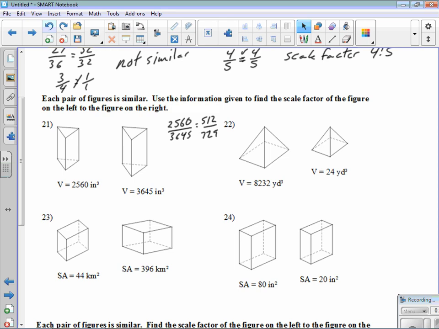So remember, to go from volumes to the scale factor, write it as a ratio 512 to 729. To go from there to the scale factor, we have to take the cube root of the ratio of the volumes. So the cube root of 512 is going to be 8. The cube root of 729 is going to be 9. So the scale factor is going to be 8 to 9.